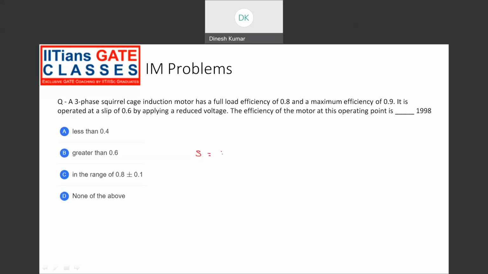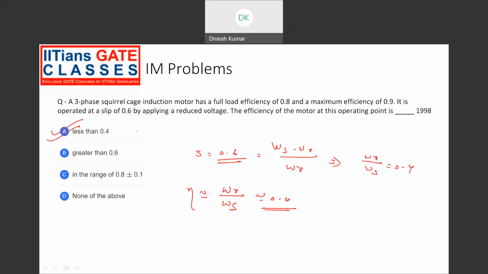They have given us the slip equal to 0.6, right? Generally, the slip is given by (omega s minus omega r) by omega s. And the other approximate efficiency formula of an induction machine is omega r by omega s. So if you solve this equation, (omega s minus omega r) by omega s equals 0.6, we'll get omega r by omega s equal to 0.4. So the efficiency will be less than 0.4.